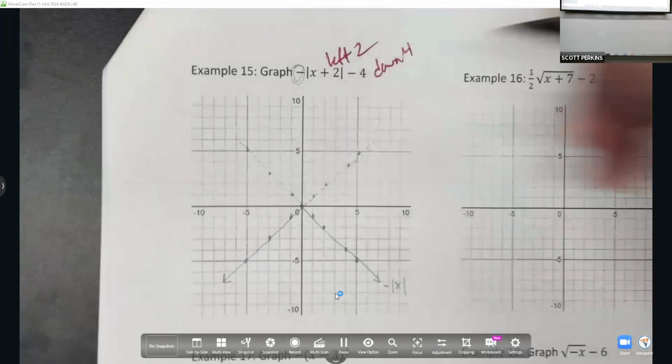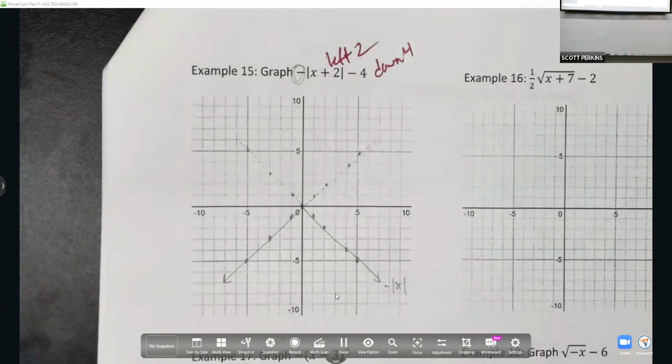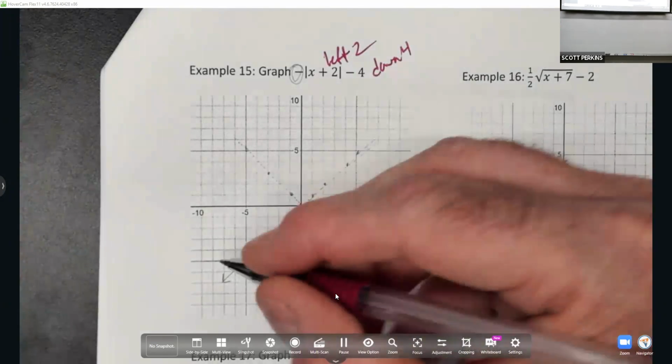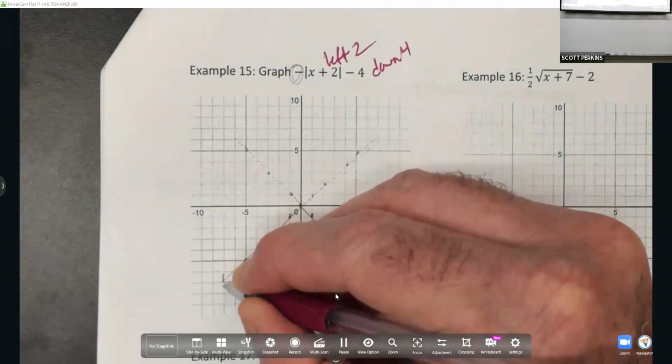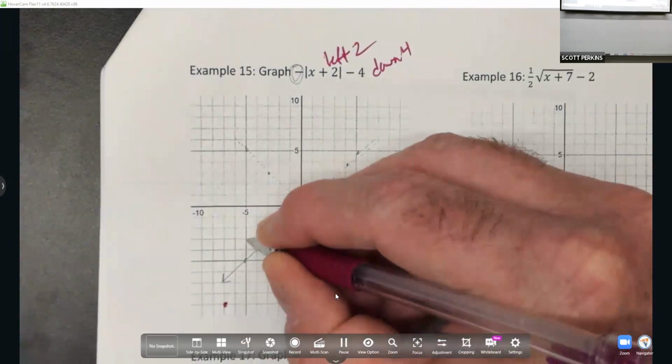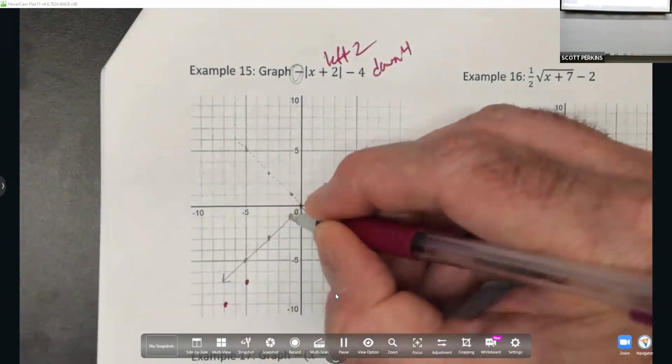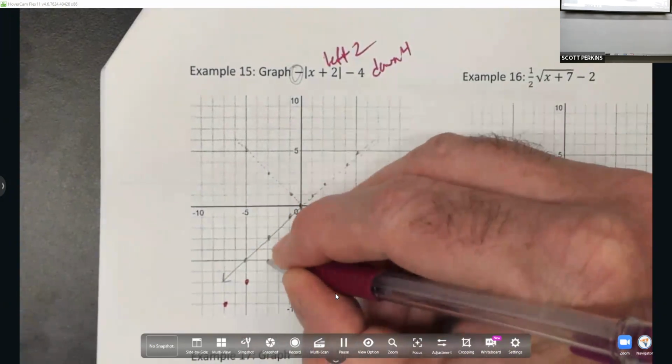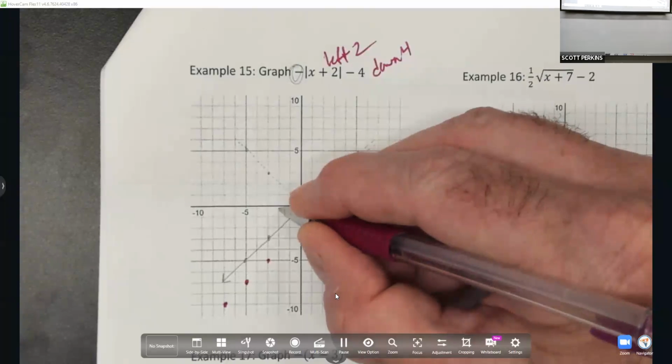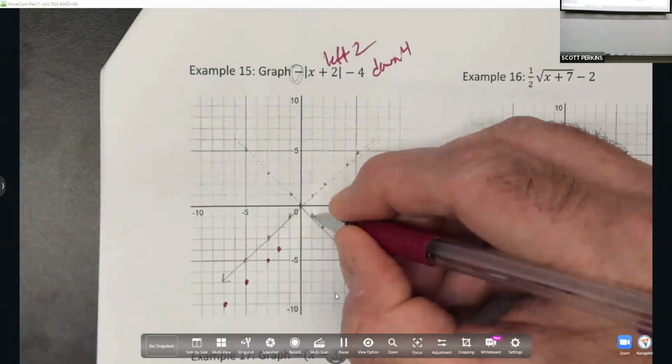Down 4. So I'm going to take all of those points and I'm going to go left 2 and down 4. So left 2, down 4. 1, 2, 3, 4. Left 2, down 4. Left 2, down 4. Vertex, left 2, down 4. Here we go. Left 2.